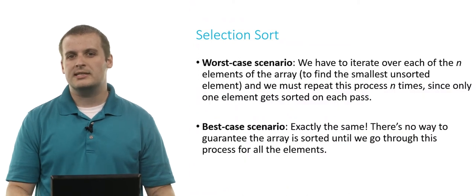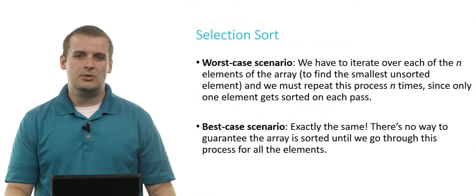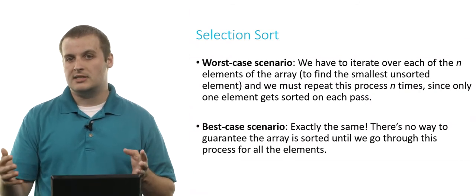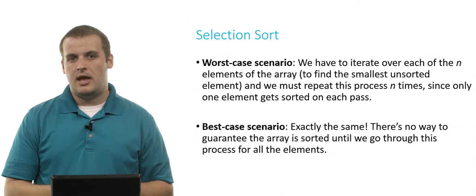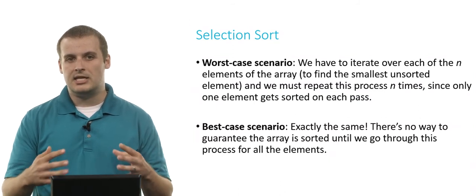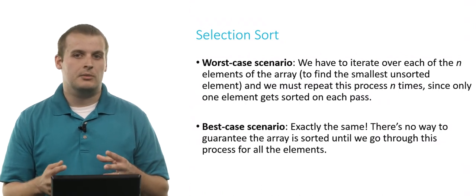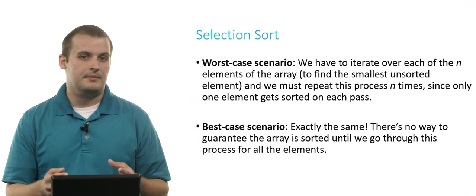So what's the worst case scenario here? Well, in the absolute worst case, we have to look over all of the elements of the array to find the smallest unsorted element. And we have to repeat this process n times, once for each element of the array, because we only, in this algorithm, sort one element at a time.